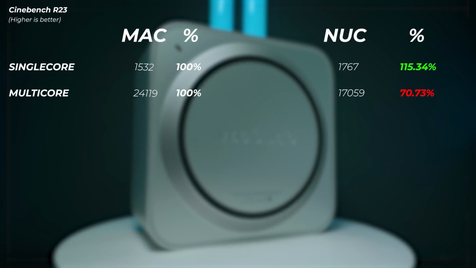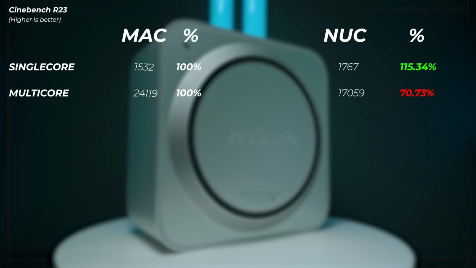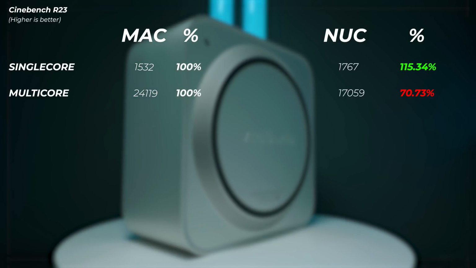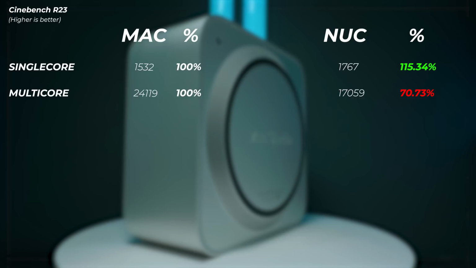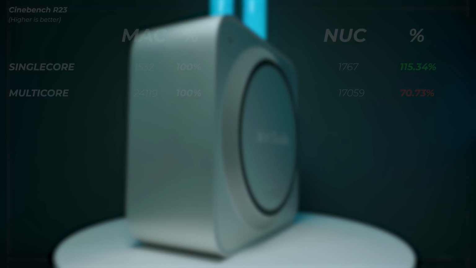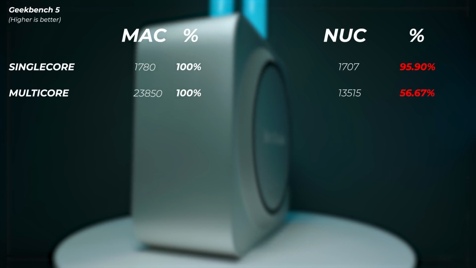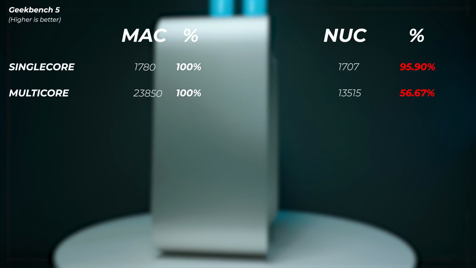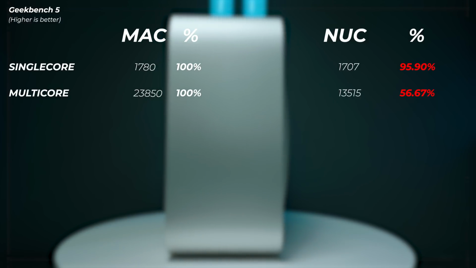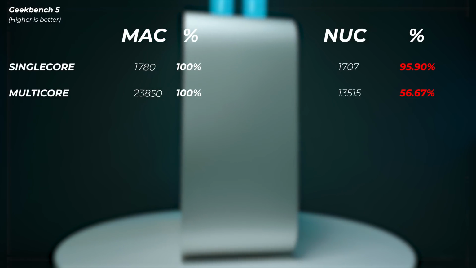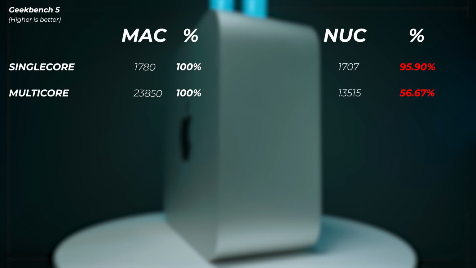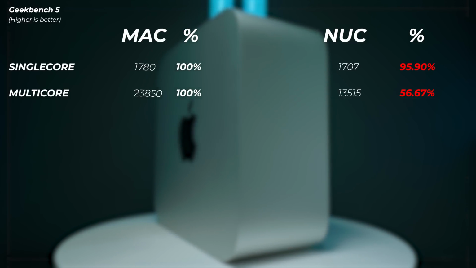Moving on to Cinebench R23. The NUC is 15% better in the single core speeds, whereas multi-core speeds are about 30% slower on the NUC. In Geekbench 5, the NUC is about 4.1% slower in the single core scores, but about 43.4% slower on the multi-core scores. And you're thinking, whoa, that's a big difference there. Much bigger than Cinebench R23.